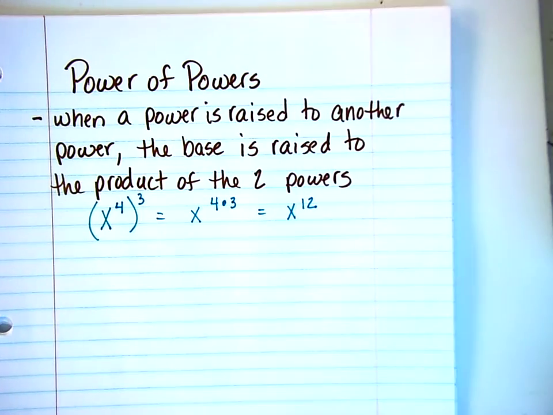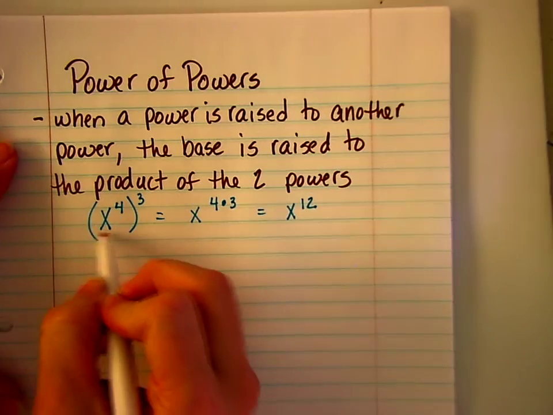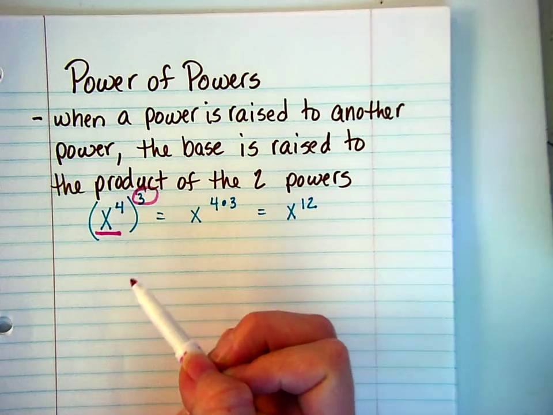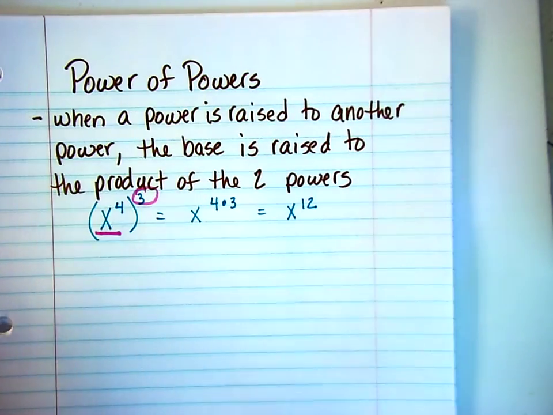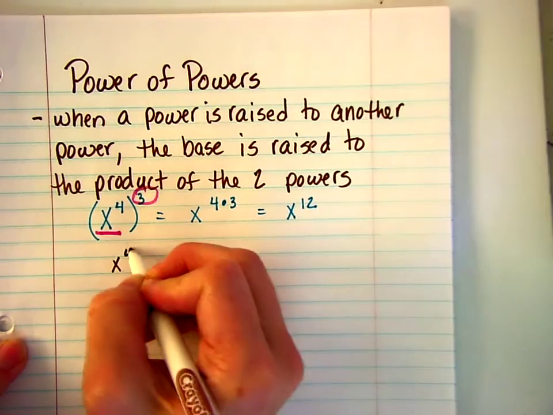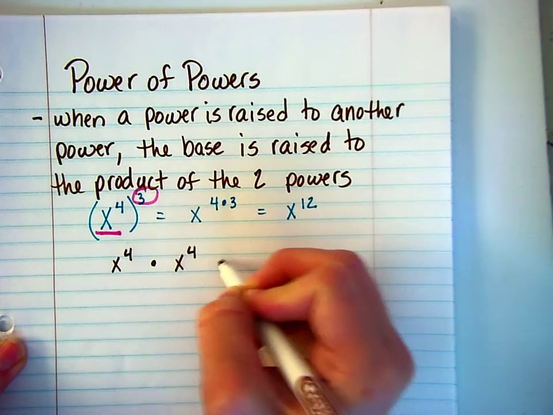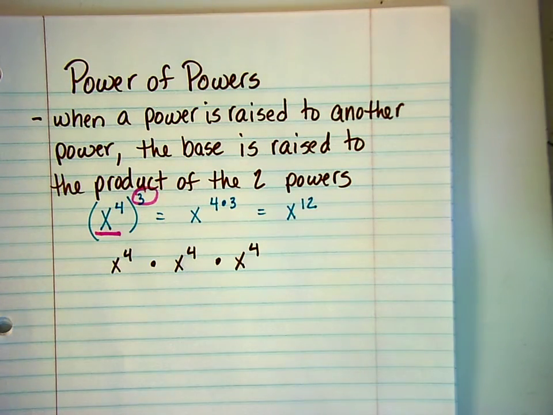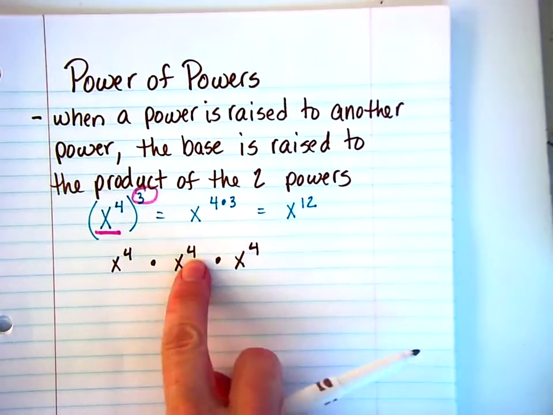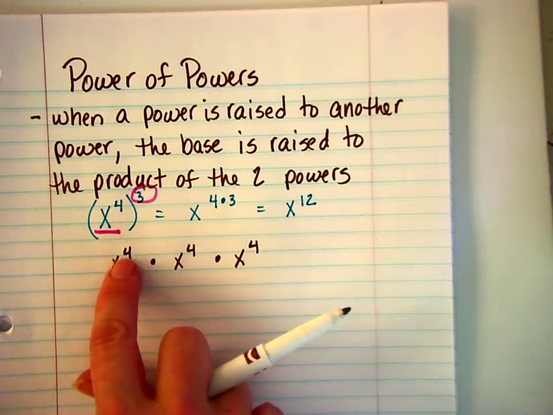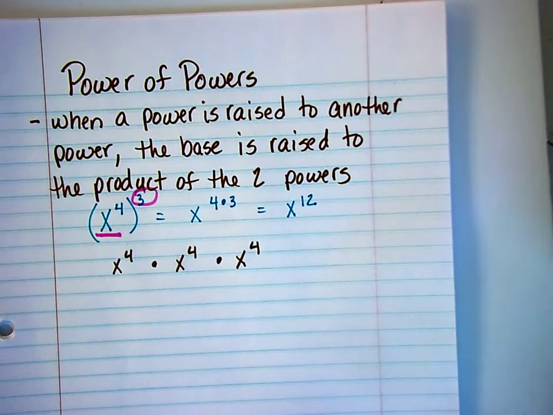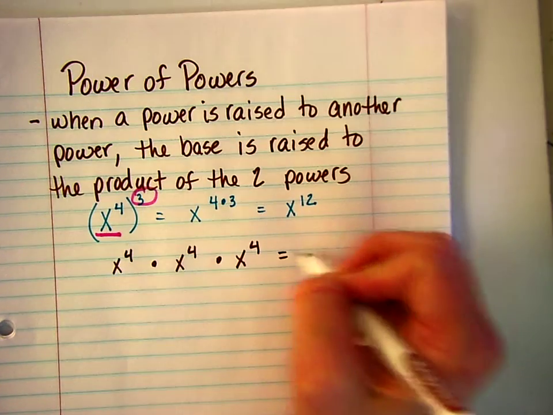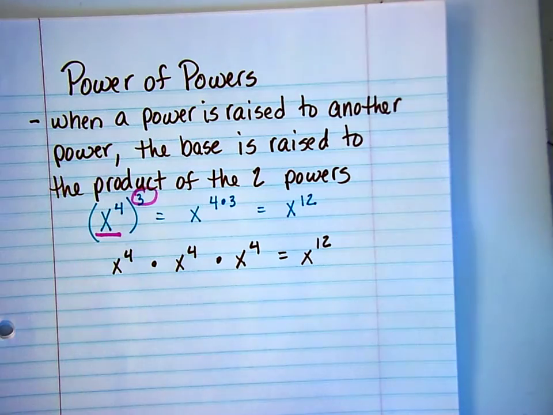Let's talk about why this works. If I have my base of x to the 4th, how many times am I doing x to the 4th? 3 times. So that means I'm doing x to the 4th times x to the 4th times x to the 4th. Well, now you're just looking at a multiplication property. What do you do to the exponents if you're multiplying all the bases? Add them up. So I have 4 plus 4 plus 4, which still gives me x to the 12th power. That's all you're doing.